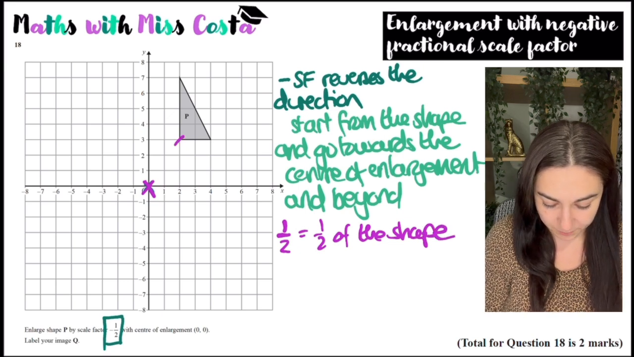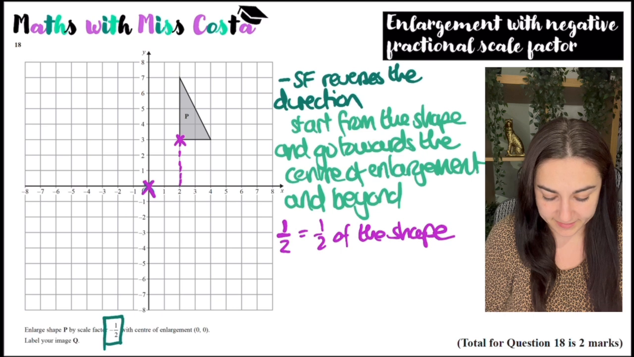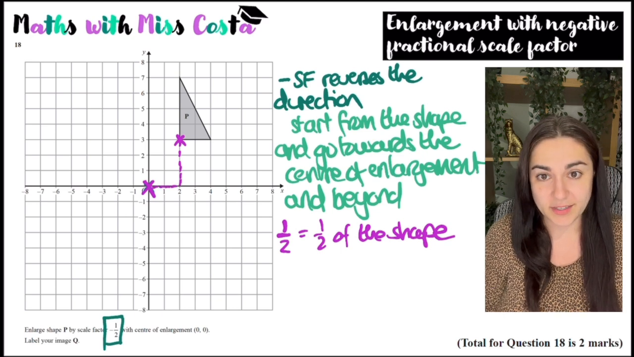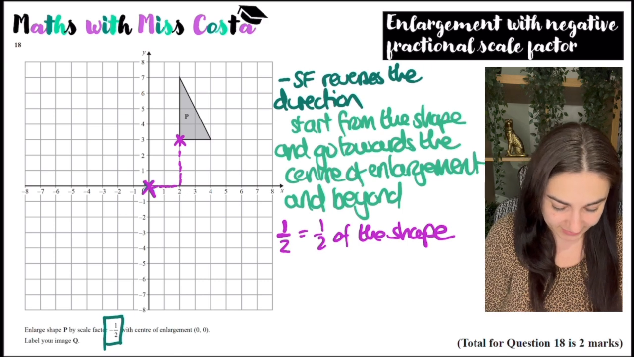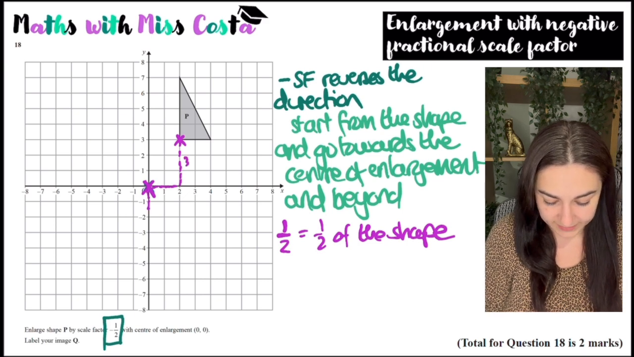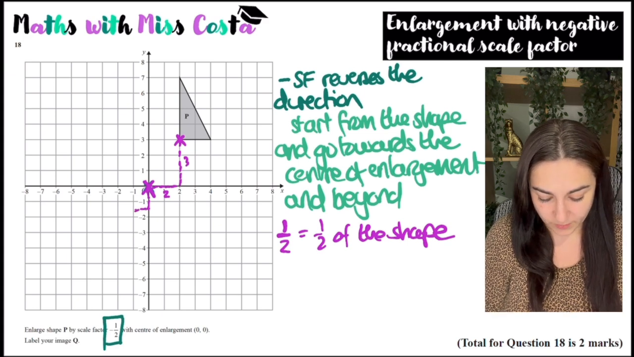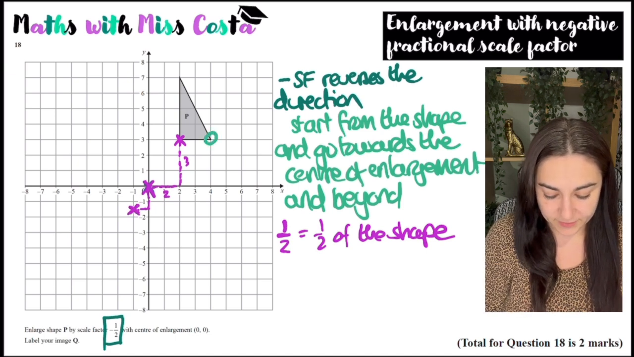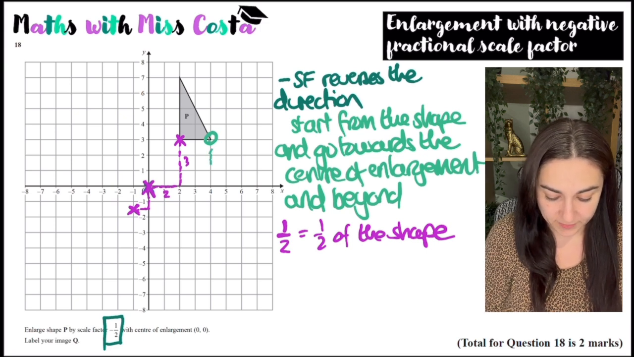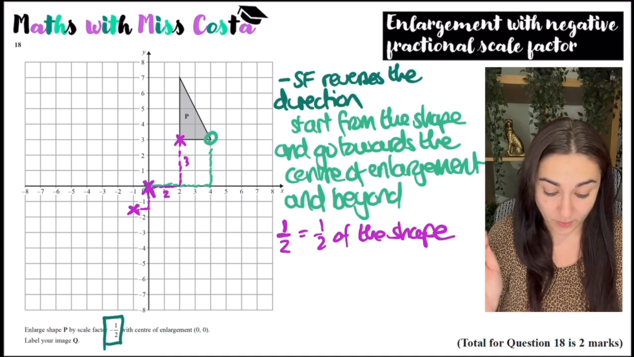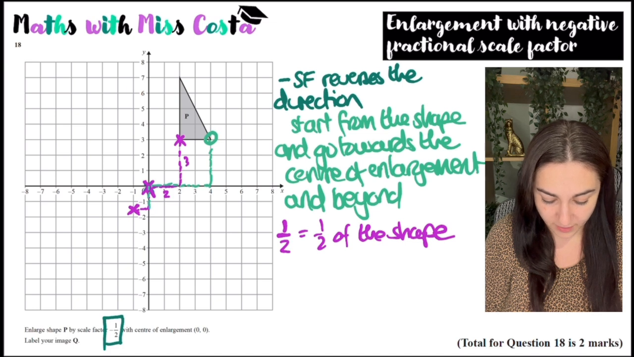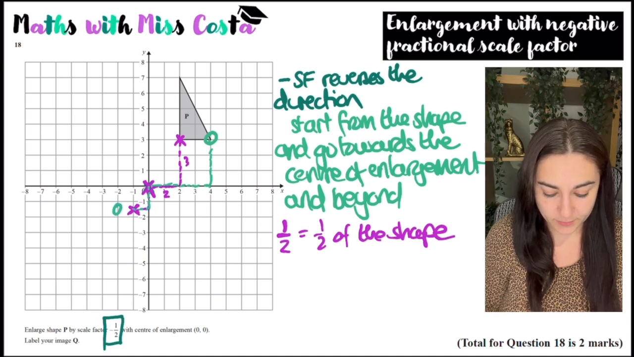So let's pick this point and I can label that with an X. What am I doing to get to my center of enlargement? I'm going down by 3 and across by 2. So I then need to do half of that. So down by 1.5, because that's 3, that's 2, so I half it. Down by 1.5 and across by 1. So that is where my new little X point is going to be. Let's do the same with this point, and I'll just do it as a circle. I go down by 3 and across 4 to get to my center of enlargement. So I'm going to do half of that. Half of 3 is 1.5, half of 4 is 2. So my little circle is going to be there.